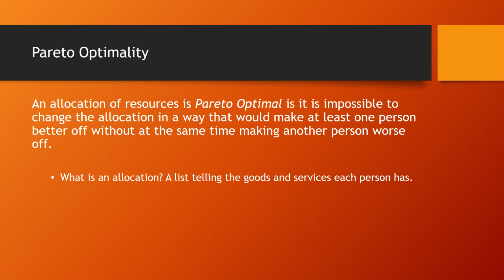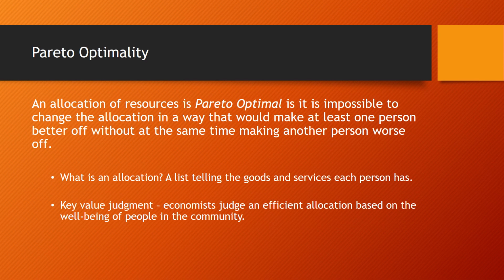One thing to consider now is what is the meaning of the word allocation. An allocation is a list. It's like a list telling the goods and services that each person has. And notice that in this definition, a key value judgment that economists make is that economists judge an efficient allocation of resources based on the well-being of people in the community themselves. It's not based upon how I think about what a good or efficient allocation is, or what someone else thinks.